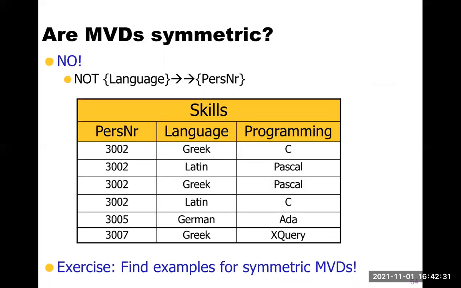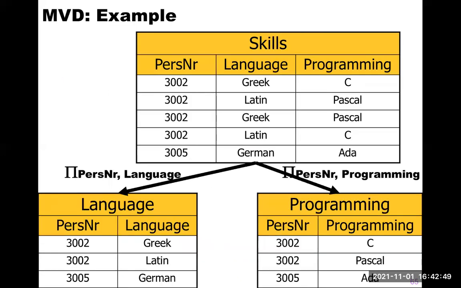Multi-value dependencies are not symmetric. I can't say that language has multiple dependency to person number, but symmetric multi-value dependencies exist. So we can find examples. So let's look at how to fix it, how to store this information.